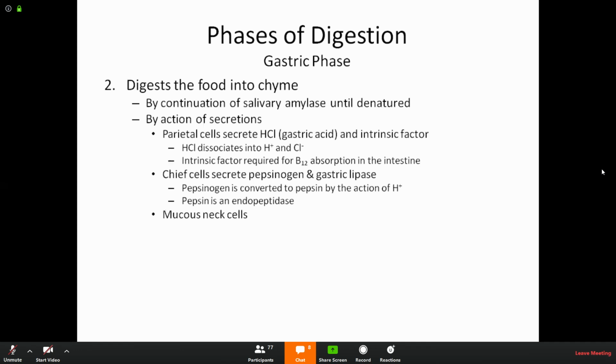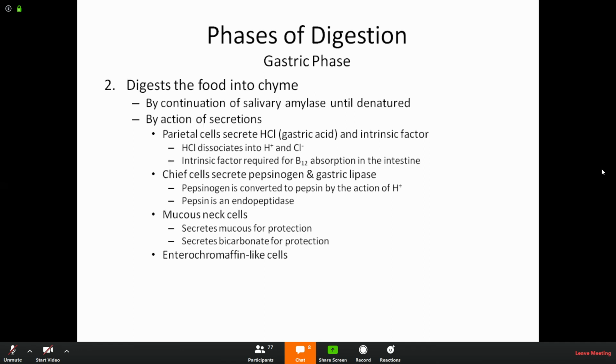Mucous neck cells secrete mucus, which helps in lubrication of the food particles as well as in protection. They also secrete bicarbonate for protection. So they secrete mucus for protection, and they secrete bicarbonate for protection.